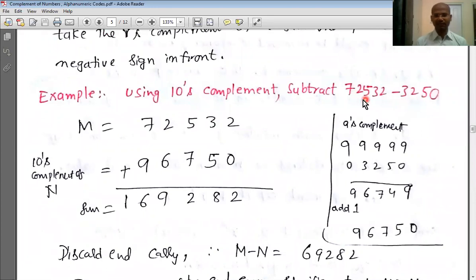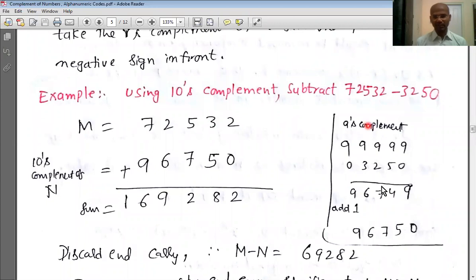We have to subtract this number from this number. Let's say this is m and this is n. We have to subtract n from m, or m minus n. So first of all, write down the given number m as it is, 72532. The number you are subtracting should not be written directly as it is, but we have to write the 10's complement of n. What is the 10's complement of 3250?